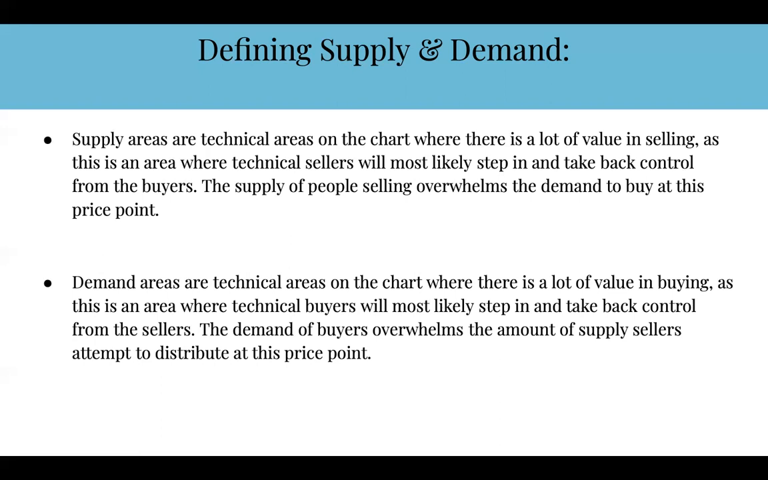And then we look at demand, it's basically the exact inverse, right? So a demand area is going to be a technical area on our chart where there's a lot of value in buying. Think of this as buying the dip, right? So this is an area where the technical buyers are most likely to step in and take back control from the sellers. The demand of buyers overwhelms the amount of supply sellers attempt to distribute at this price point.